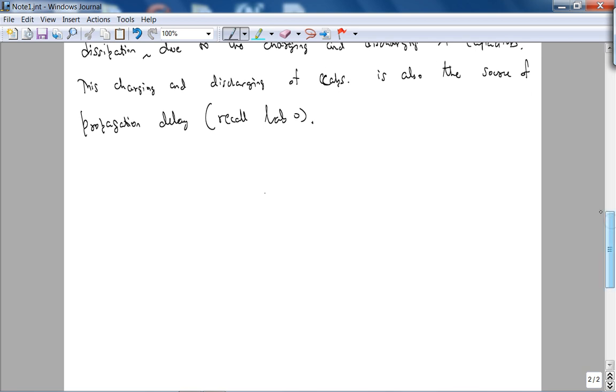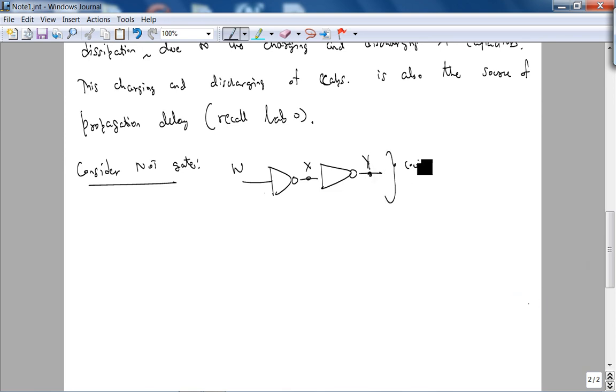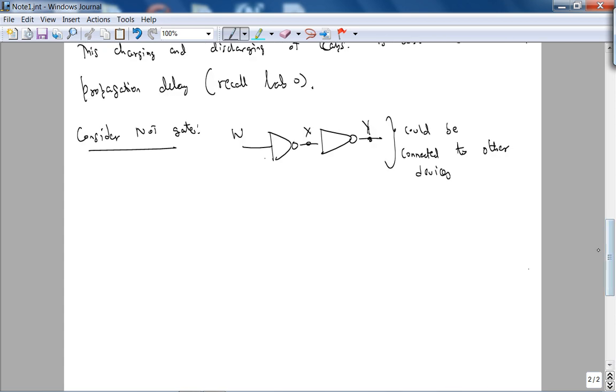Let's consider an example, the NOT gate. Let's say we have two inverters chained together. Let's call this node W, this node X, and this node Y. Node Y could be connected to other devices. In other words, at node X and node Y, and even node W, but we don't consider node W for now, you have what is called load capacitance or parasitic capacitance.